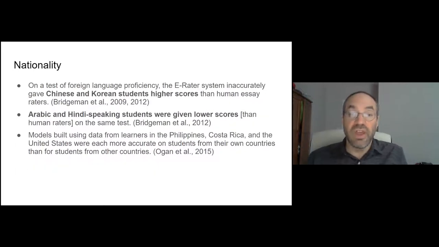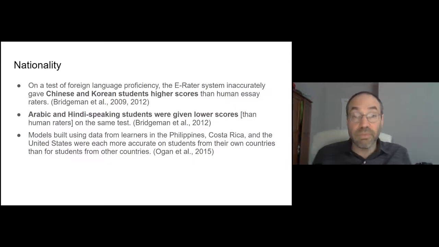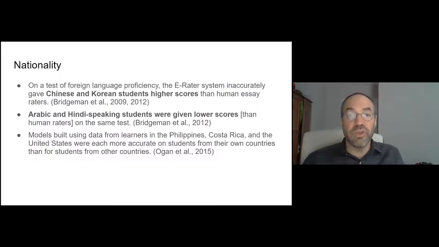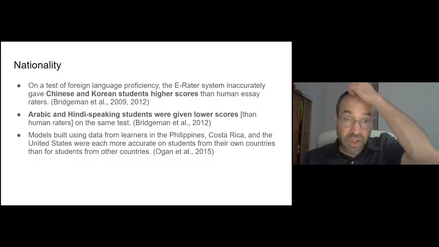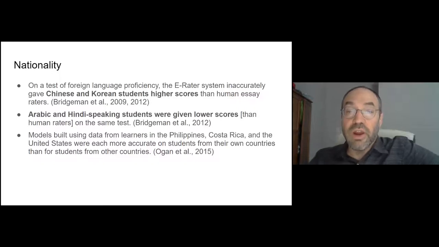Nationality, another category that's had a little more study, although largely due to one research group. On a test of foreign language proficiency, the E-Rater system for grading essays gave students from certain nationalities higher scores than human essay raters. Specifically, Chinese and Korean students were given higher scores, and Arabic and Hindi speaking students were given lower scores.